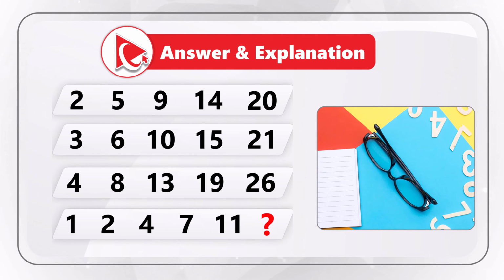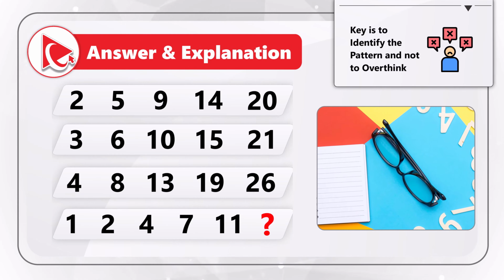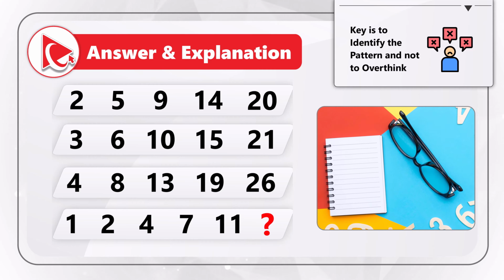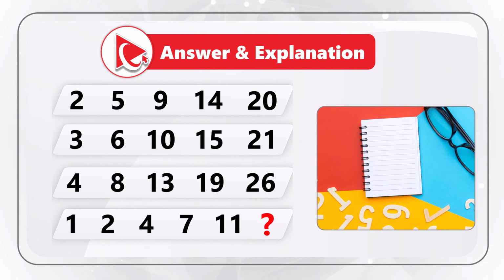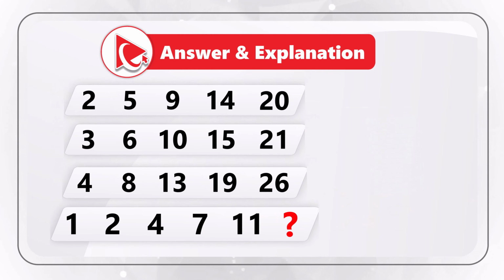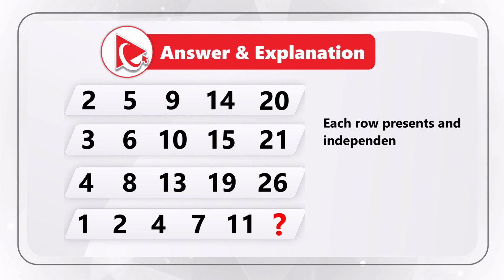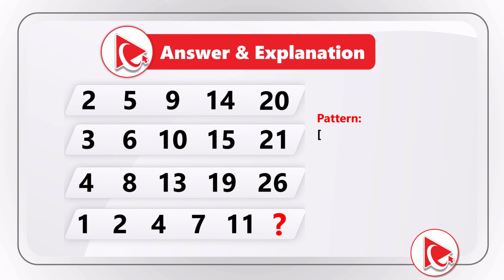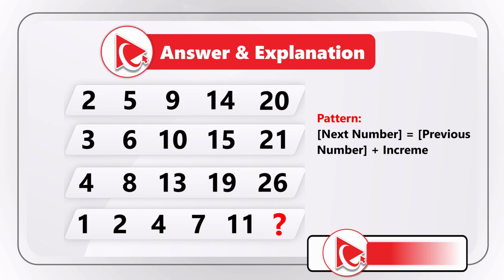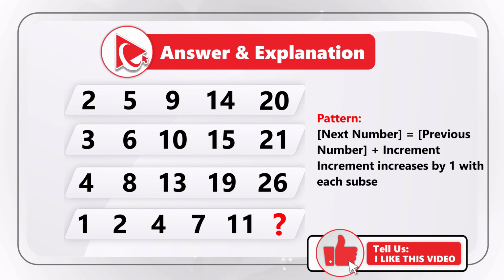The key to solving these types of challenges is obviously to identify the pattern and not to overthink it. If we look at the series of numbers, we have 4 independent rows, and each row represents an independent sequence which follows the same pattern. So what is the pattern? And the pattern here is rather simple. The next number is calculated as the previous number plus the increment. An increment increases by 1 with each subsequent number.